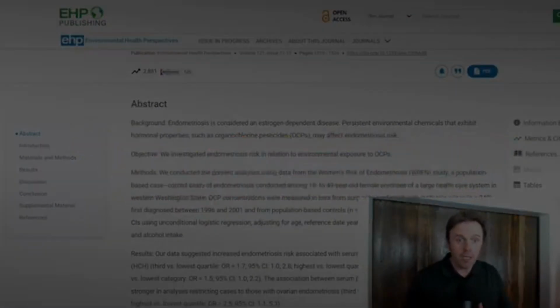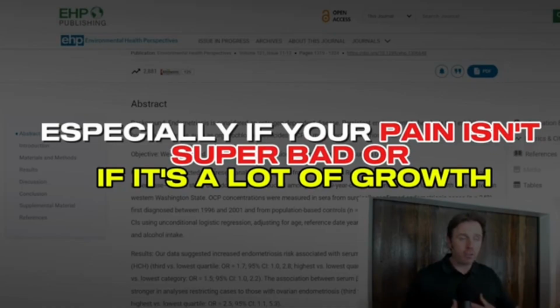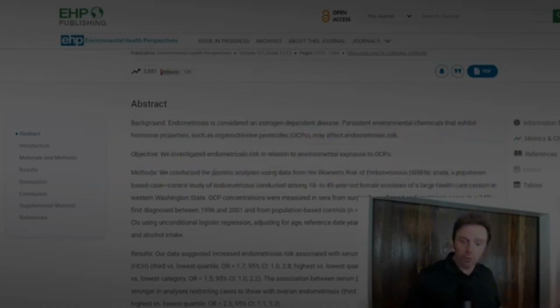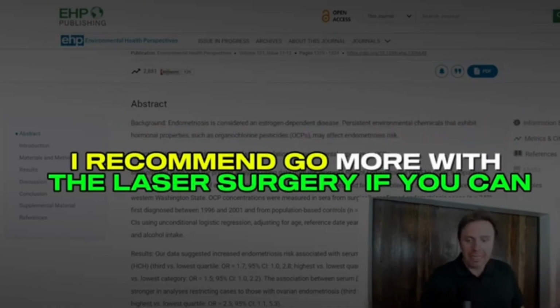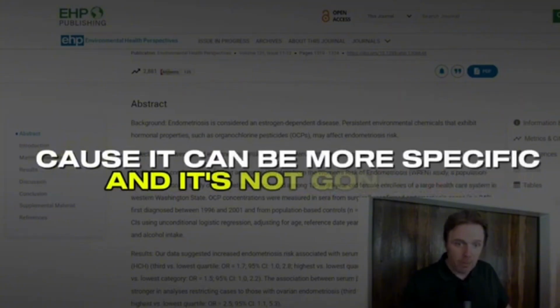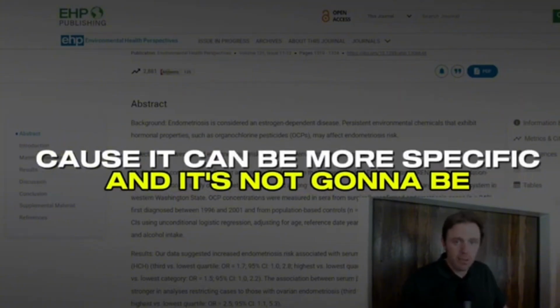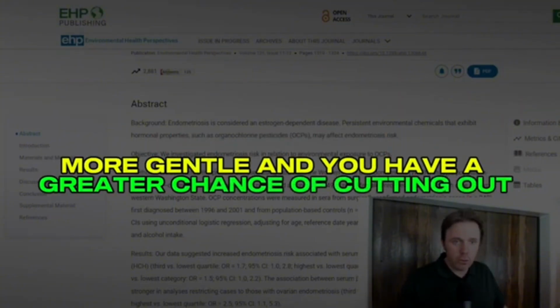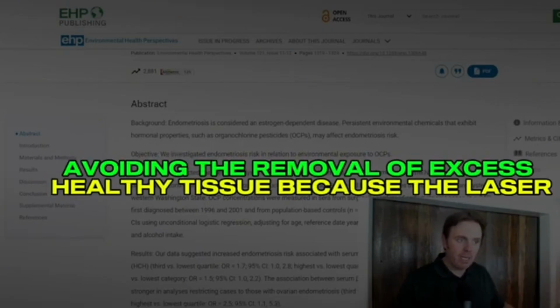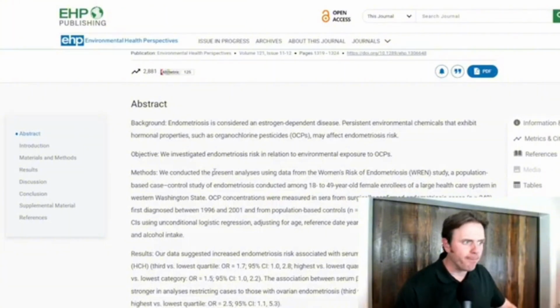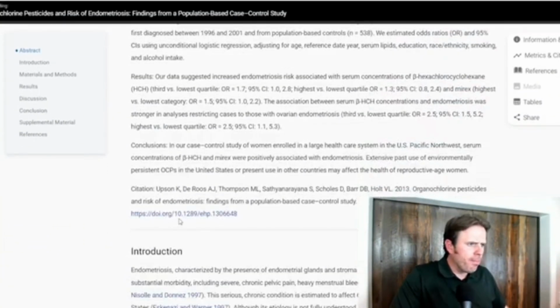So there are, let's say, early stages, early days where you could come in and maybe reverse this and have some good luck, especially if your pain isn't super bad. If there's a lot of growth, you may need a surgical intervention. I recommend going more with laser surgery if you can, because it's going to be more specific and more gentle, and you have a greater chance of avoiding the removal of excess healthy tissue, because with the laser you can be a little bit more specific on that.